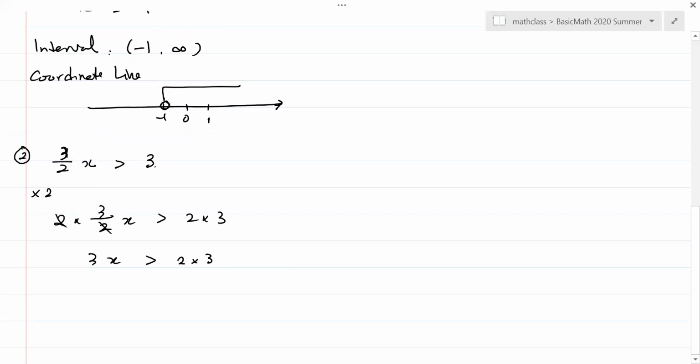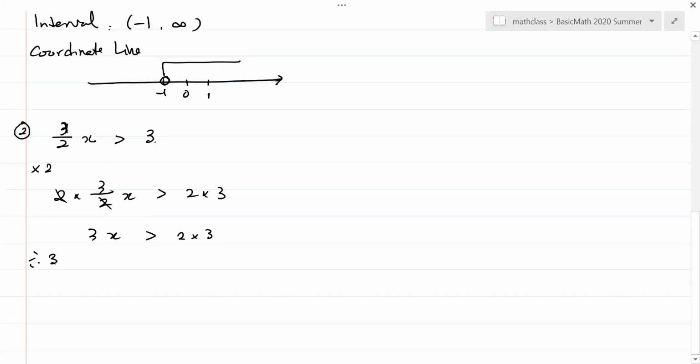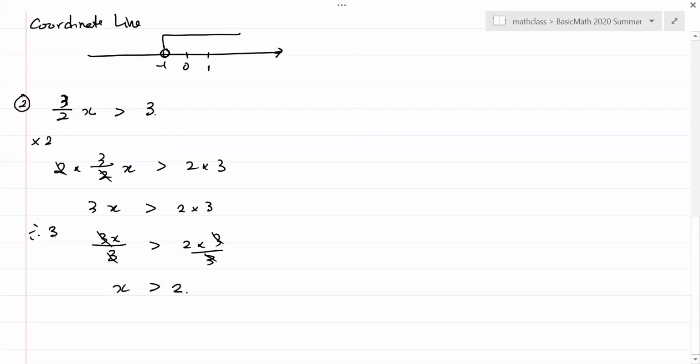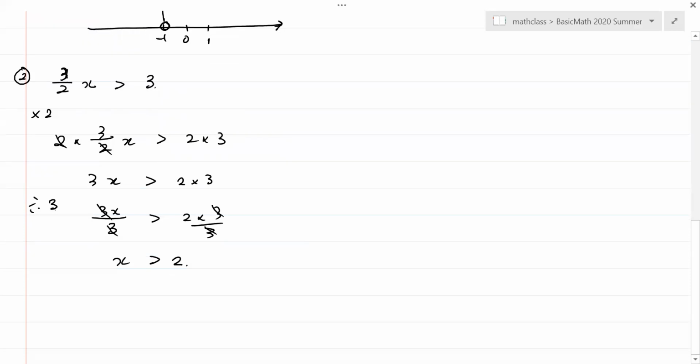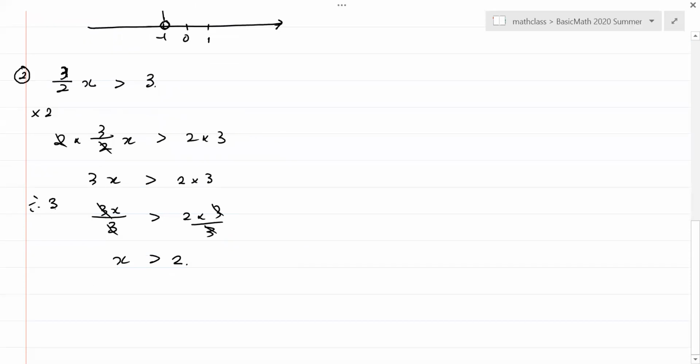Then next step, divide by 3, similar to solving an equation. Then you get 3x over 3 greater than 2 times 3 over 3. The common factor cancels out. The answer is x greater than 2. So you can use the interval notation: from 2 to infinity.